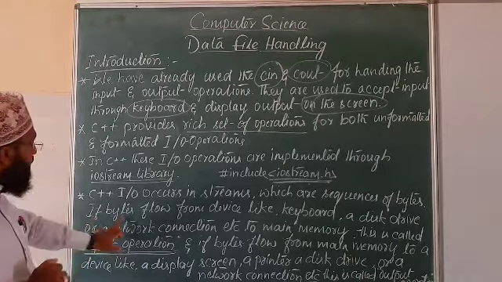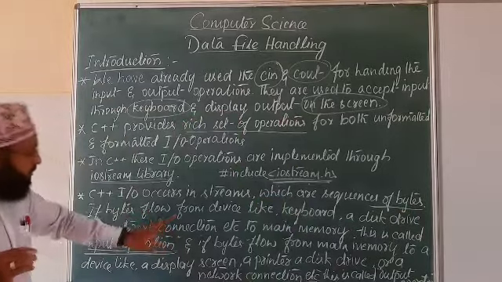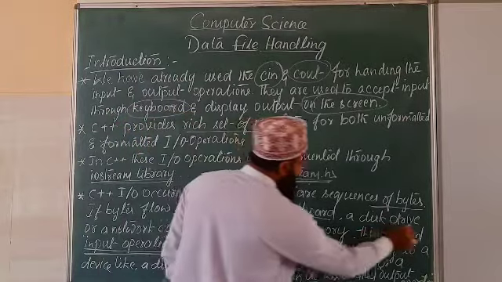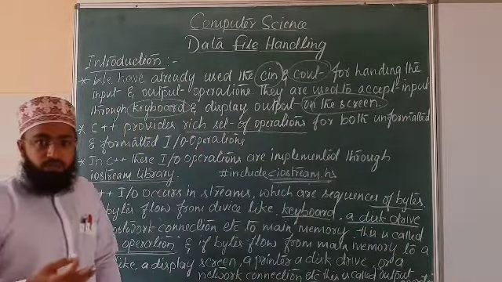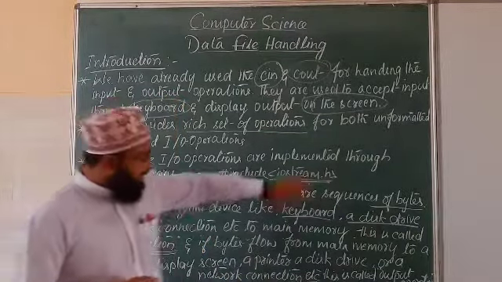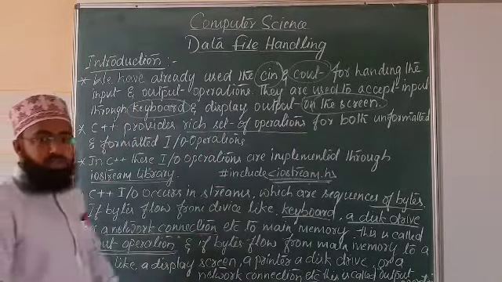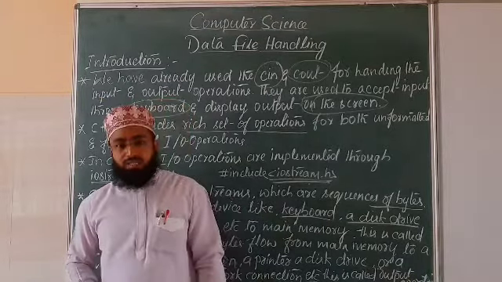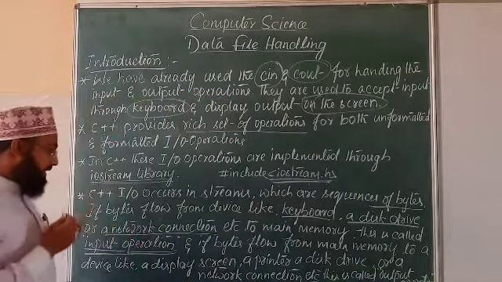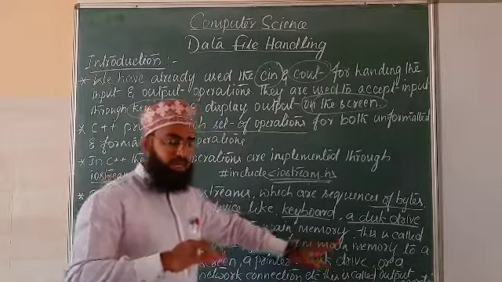If these bytes flow from a device like a keyboard or disk drive. Disk drive means it may be a pen drive or hard disk drive or CD-ROM drive, anything. Or a network connection. Network connection means it is either an internet connection or LAN, WAN or MAN, any of these network connections, etc., to main memory.